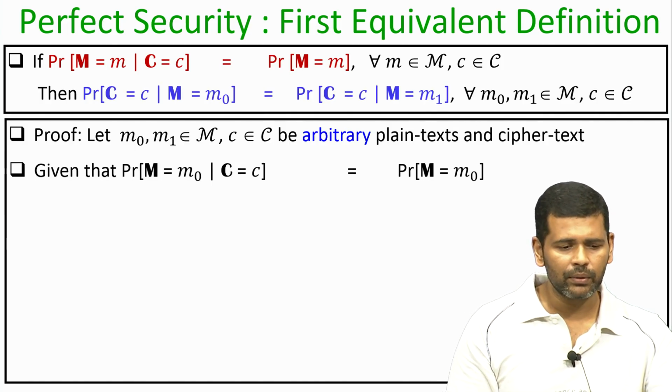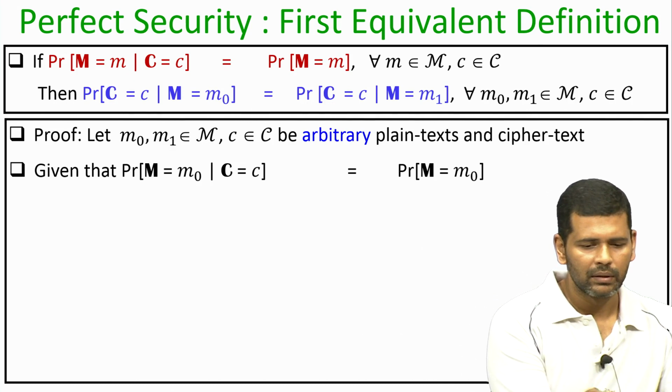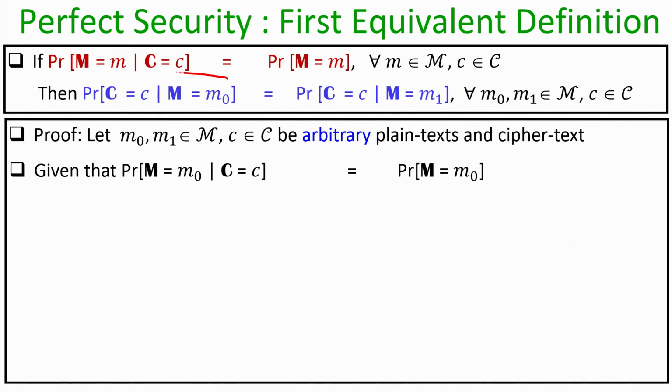So, let us first try to compute the probability that the ciphertext is little c given the plaintext is m0. For this, we are going to use the fact that, since the encryption scheme satisfies the original Shannon condition, the conditional probability that the message is m0 given the ciphertext is c is the same as the probability that the message is m0.